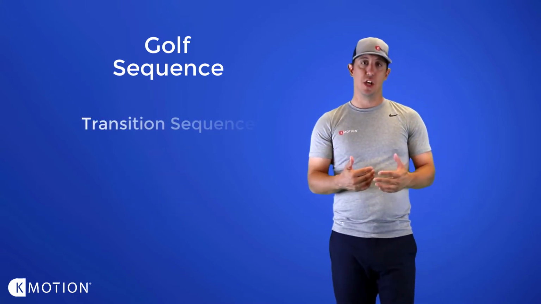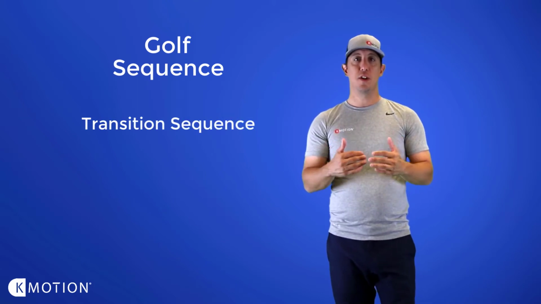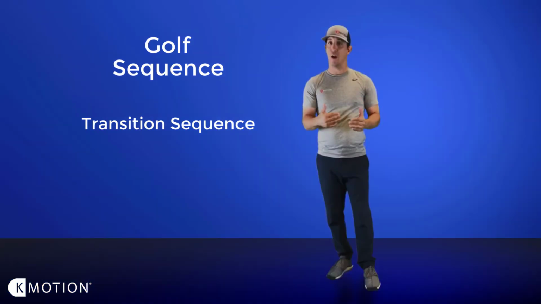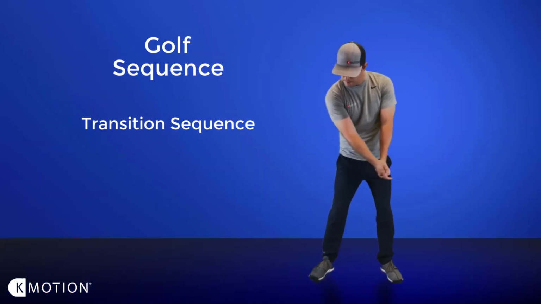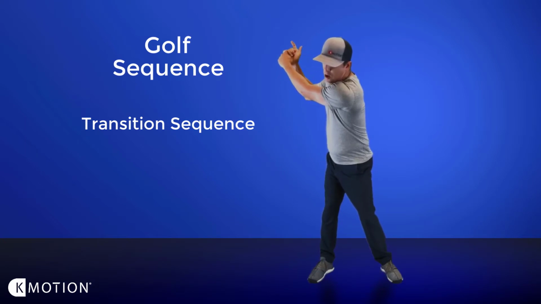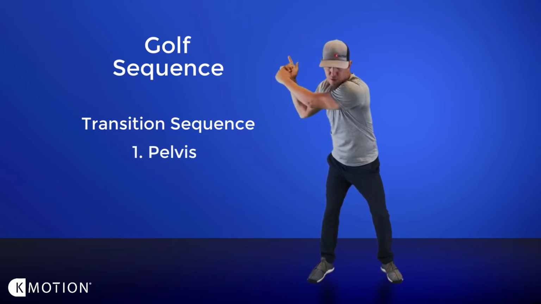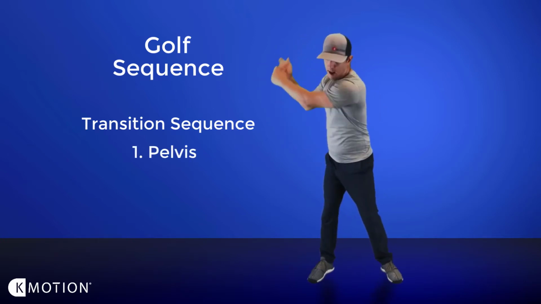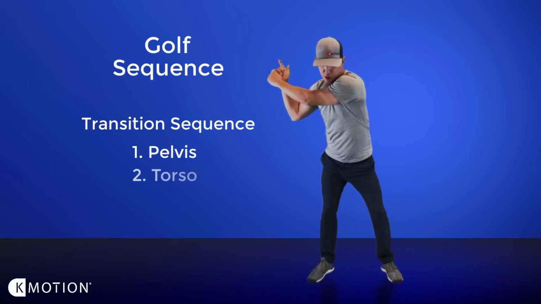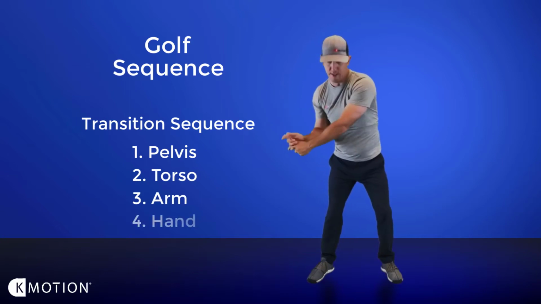The transition sequence is the sequence of events when we're changing directions from the backswing to the downswing. So now I've made my backswing, now I'm at the top, and based upon when my hand reaches the top of its swing, did my pelvis change directions first like it should? As I'm working my way up to the top, the pelvis should change directions first, then the torso, then the arm, then the hand.